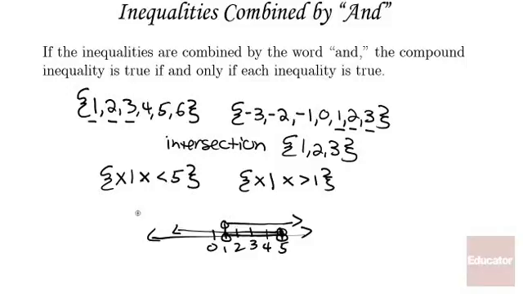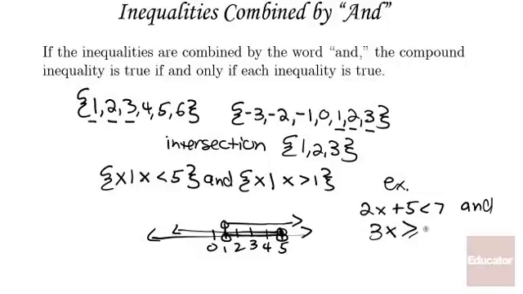A compound inequality would be telling me that I have to meet these restrictions and I have to meet these restrictions. And when you see a compound inequality, an example of what it may look like would be something such as 2x plus 5 is less than 7 and 3x is greater than or equal to 2. So I have to be able to satisfy both of these inequalities to satisfy the compound inequality.